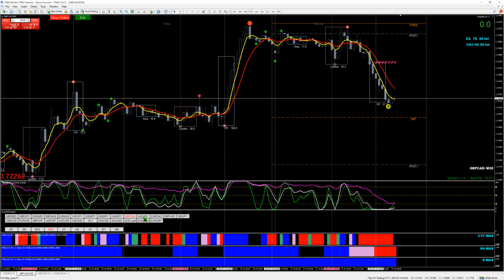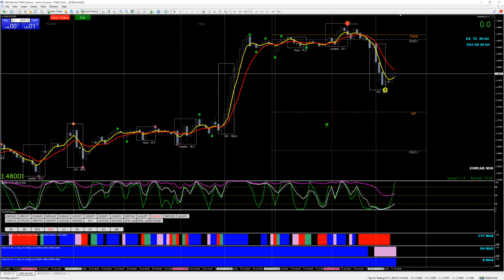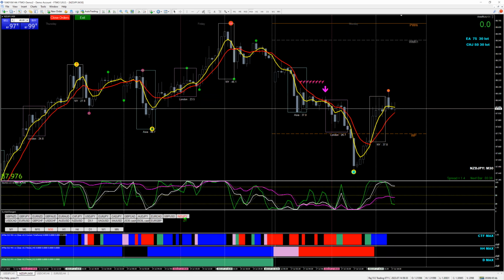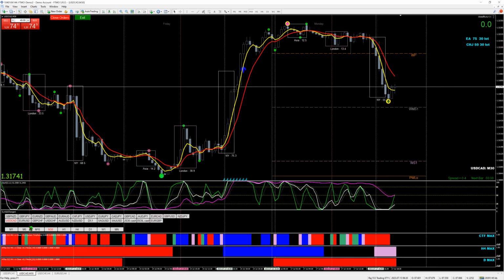Then look at EuroCAD. EuroCAD also was up here, so we didn't take this trade. Pound dollar was no trade. ZDN, no trade. USD CAD, no trade.